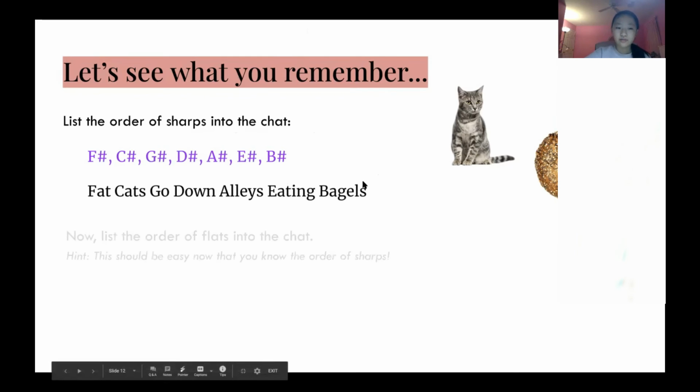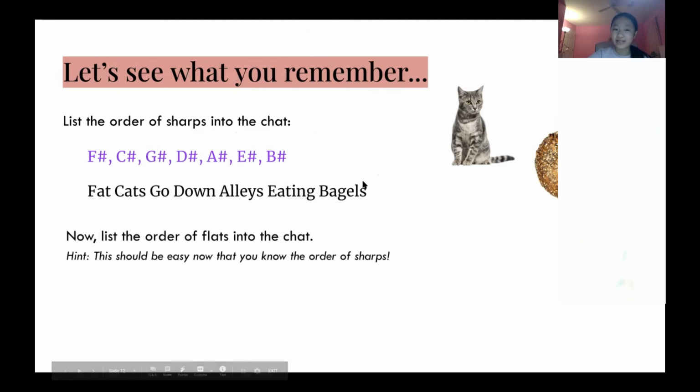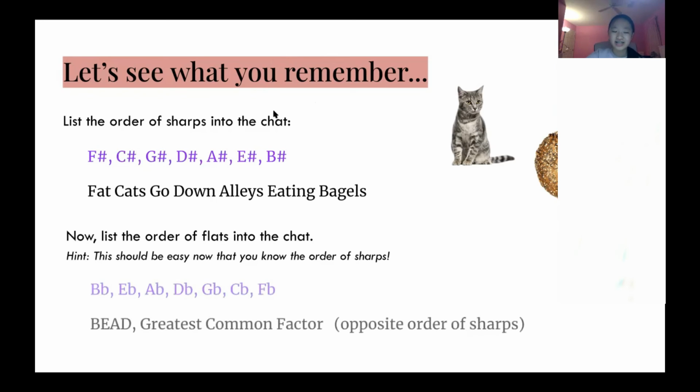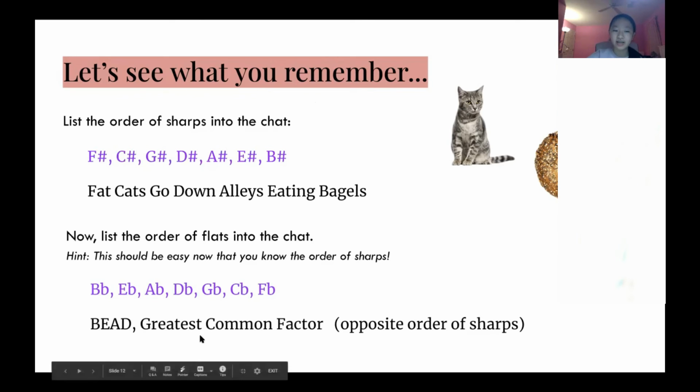Okay, so now list the order of flats into the chat. A hint is that this should be easy once you know the order of sharps. Good, and you remembered the acronym as well. So yeah, it's the opposite of the order of sharps. It's the other way around. And a good way to remember it is the word BEAD and then GCF.